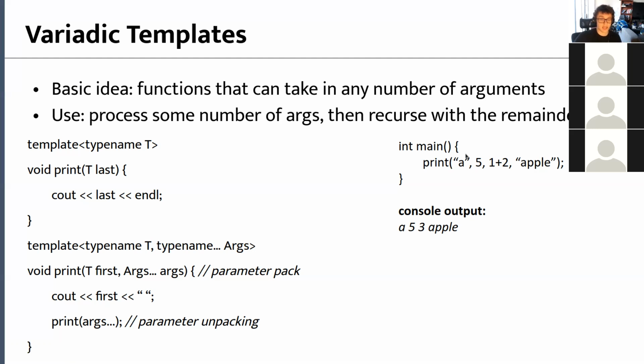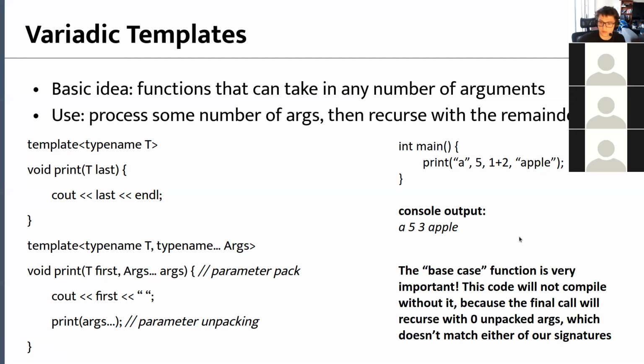So similarly, just because it's the first one and it's easier to explain, this A here is an R value. But as soon as it becomes bound to this variable first in this function, then yes, it is an L value at this point. Cool. Good question. So this is how variadic functions work.